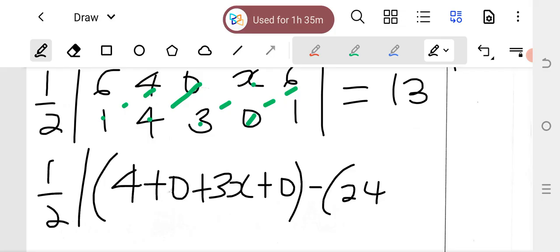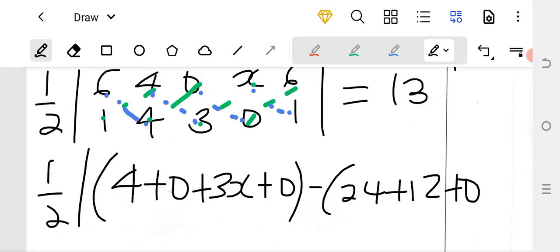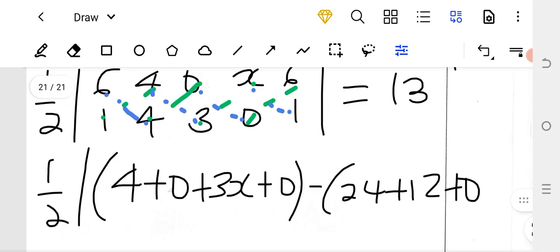So 4 times 6, okay? Now we're going like this. Let me show you what I mean. Now we are going like that. So we are saying 4 times 6 is a 24. Then 4, and then 3 times 4 is a positive 12. Then 0 times 0 is a 0. And then x times 1 is x plus x.